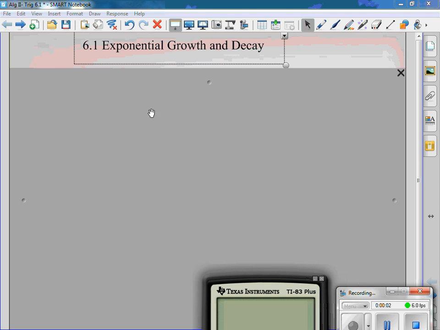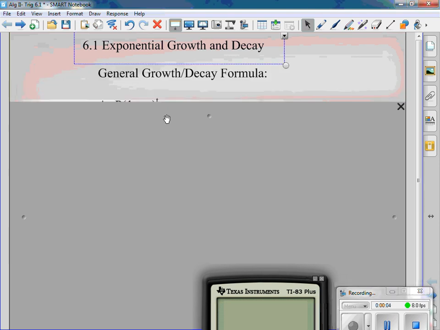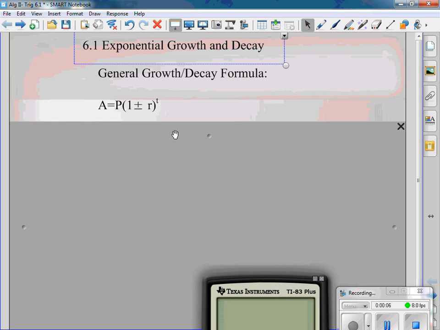6.1, exponential growth and decay. First thing we're going to talk about is the general growth or decay formula. A equals P times the quantity of 1 plus or minus R to the T power.